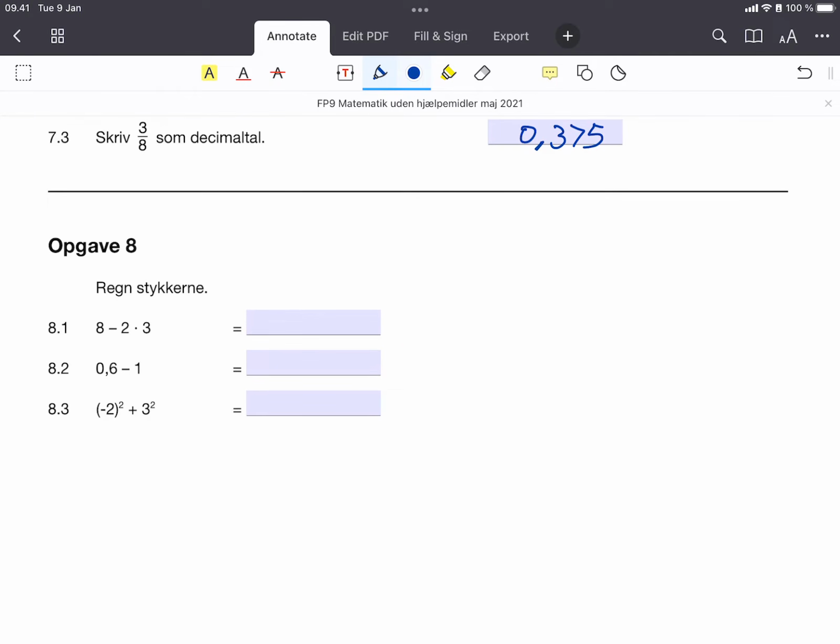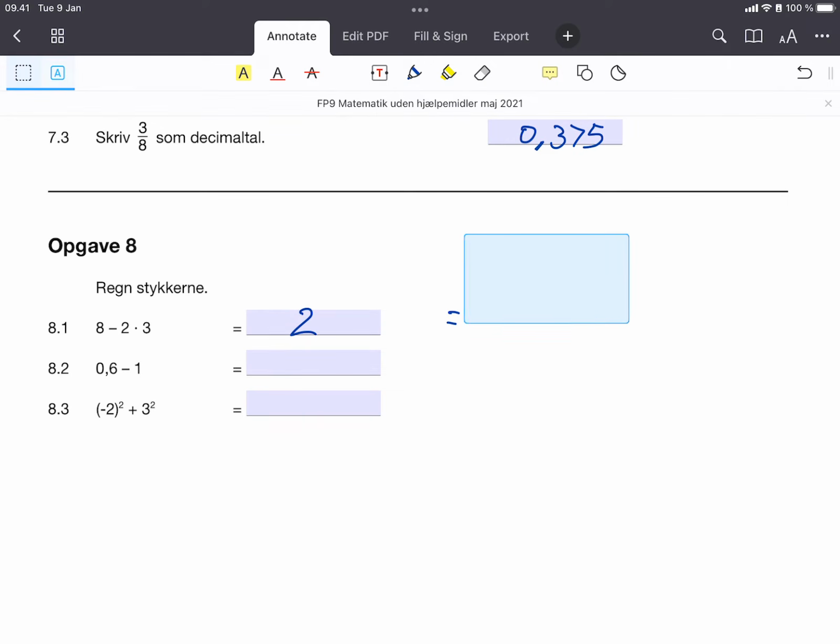Okay, a few things about doing calculations in the right order. So 8 minus 2 times 3. That dot means multiply in Danish. So you've got to know to do the multiplying first. So that's the same as 8 minus 6, which is 2. So that's that one.